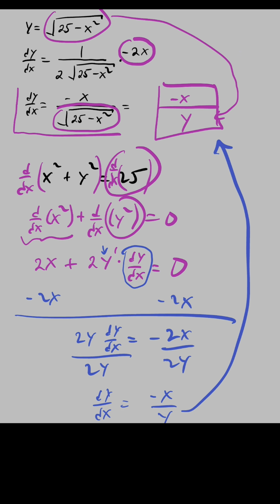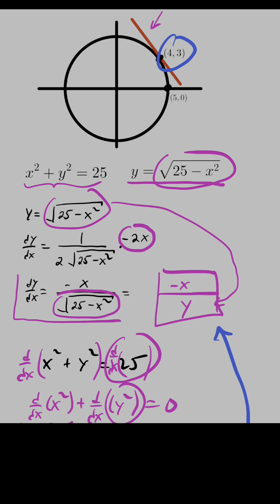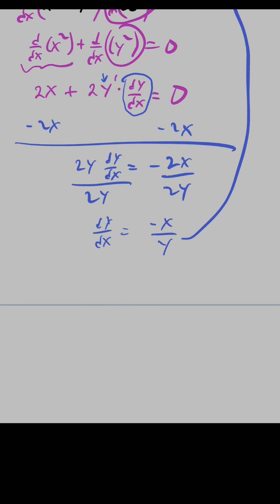So for this problem, since it's at the point 4, 3, I'm going to have dy dx is equal to negative 4 over 3. Done.